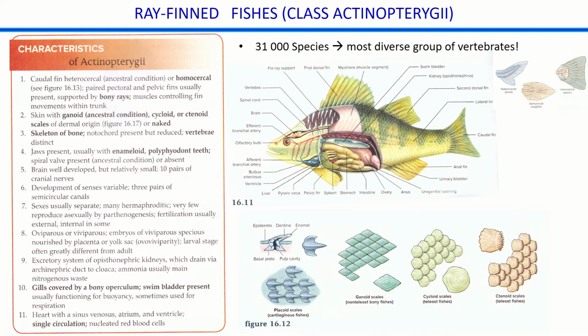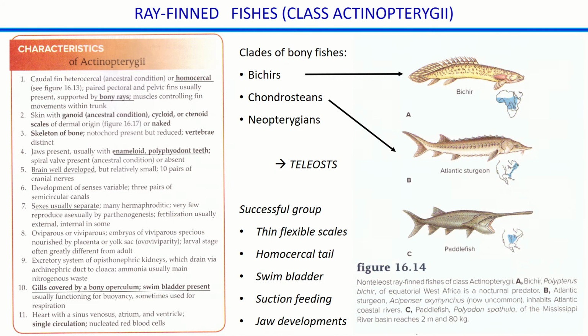There are three different types of scales: ganoid, cycloid, and ctenoid. You don't say the C. Okay, ganoid, cycloid, and ctenoid. Cycloid and ctenoid scales are very common in bony fishes. This ganoid scale is very uncommon and only belongs to one group of fish that actually occurs in Africa. And this is them. They're called the bichirs. Okay? So the bichirs are the ones that have the ganoid scales.